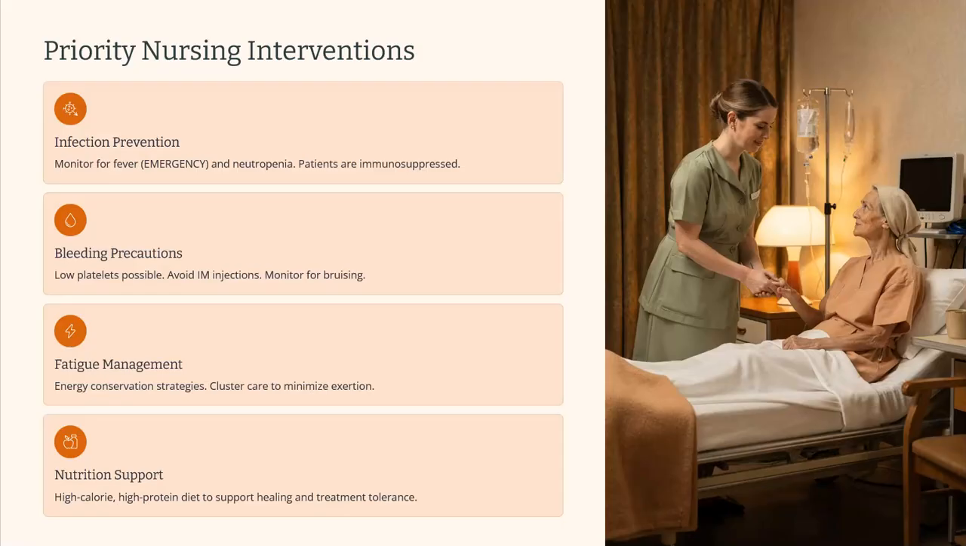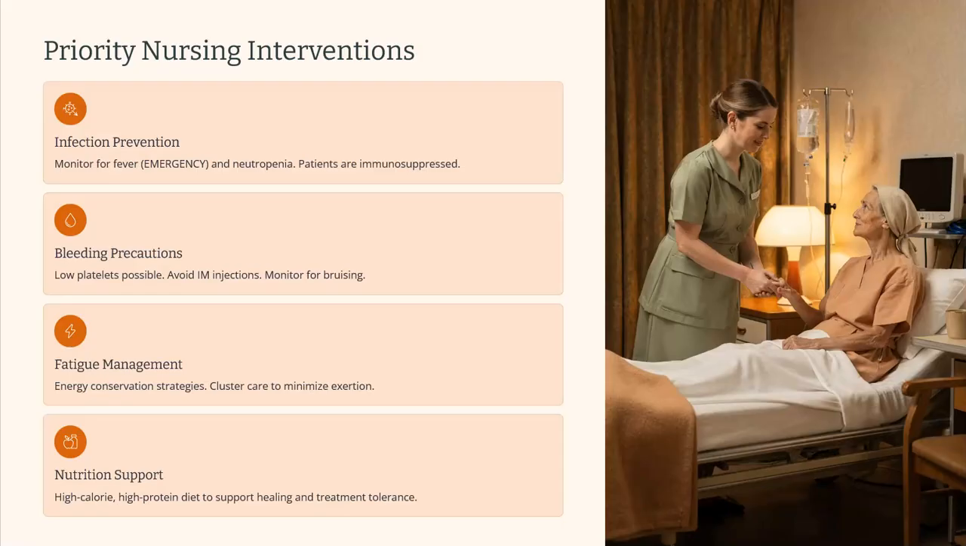Remember to monitor for a fever, which can be an emergency in a neutropenic patient. And remember, it might not be a super high fever, so 100.4 or higher, or an increase from baseline of 1 degree Fahrenheit. For patients who are immunosuppressed, this is something that we need to let the physicians know about. We also want to make sure we have bleeding precautions on board because of low platelets, the patient's at increased risk for bleeding.